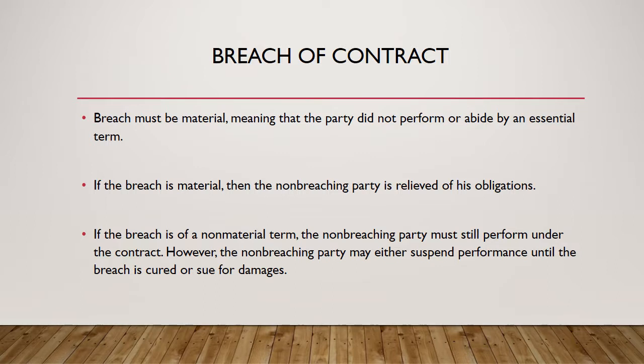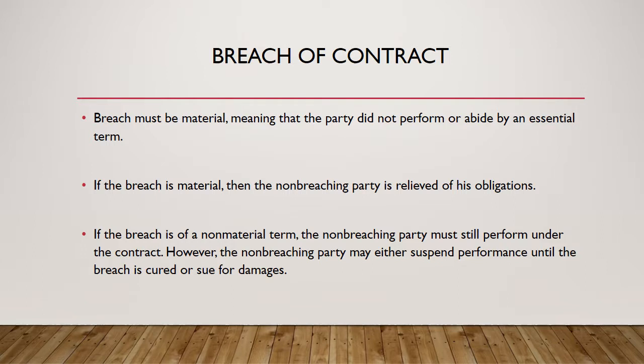So in our example, the material term of the contract is that they pay the $2,000 upon completion of painting the home. Not paying that would be a material term because the party did not perform their obligation of paying under it. They didn't abide by that essential term of paying $2,000 when the work was done.